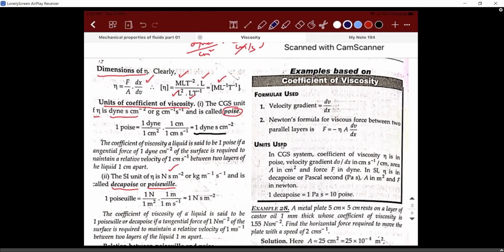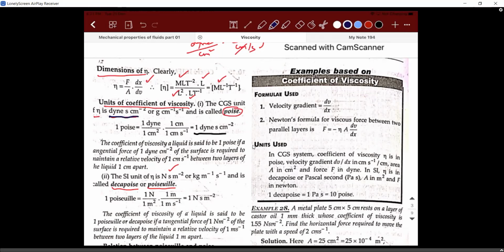It's a dimensionless constant. Whereas the coefficient of viscosity depends on certain parameters because it has dimensions: mass dimension is 1, length dimension is -1, and time dimension is also -1. So it should have a unit associated. What is going to be the unit of it? The CGS unit of eta is going to be dyne per centimeter square. Sorry, dyne second per centimeter square. Is it right? Check and tell me.